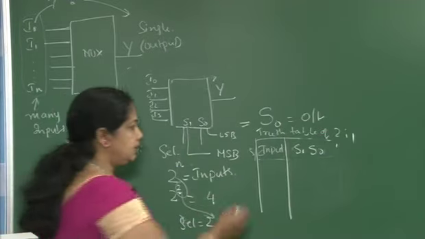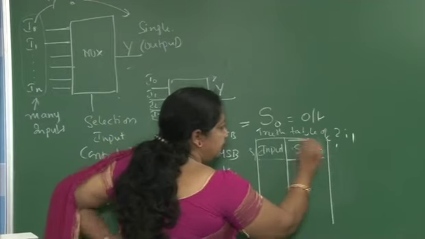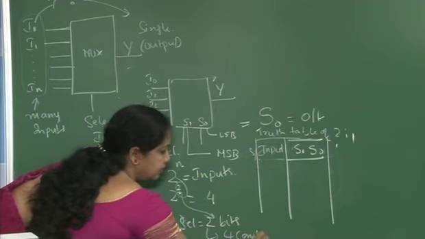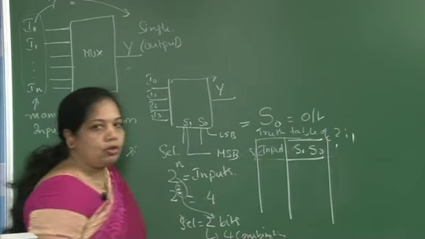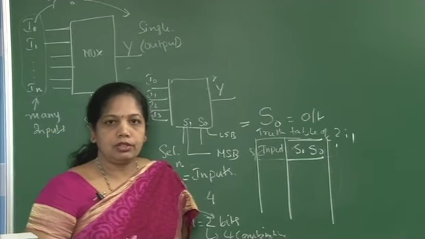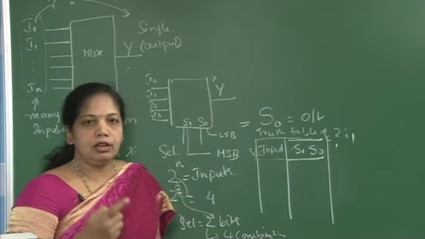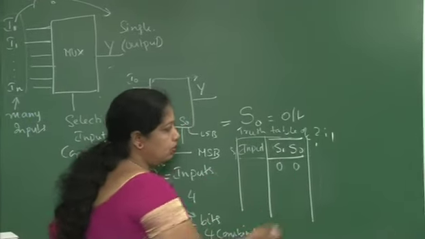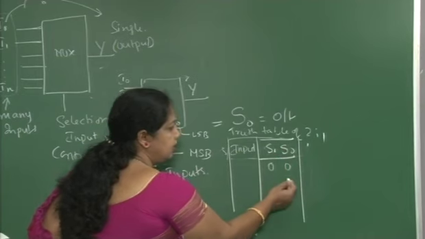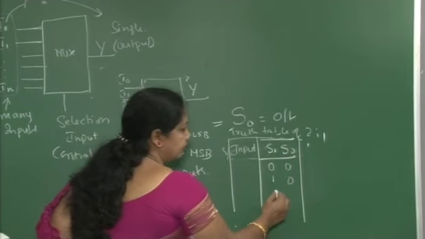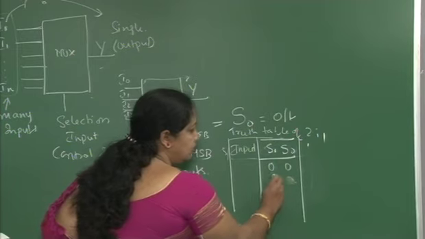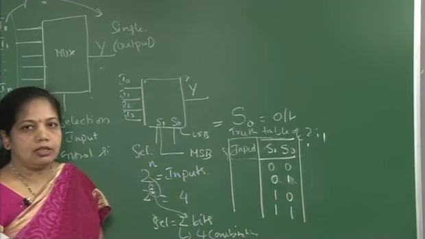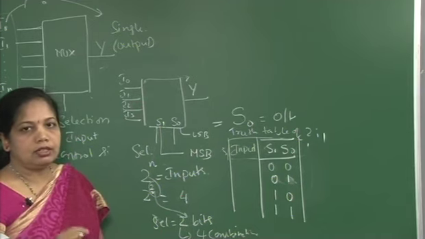If we have 2 selection bits, I am going to generate 4 combinations. Out of 2 selection bits I can generate 4 combinations. Since this is LSB and this is MSB, I write them like this: 0 0, 0 1, 1 0, 1 1. So these are the 4 combinations that I am going to write for the selection bits.